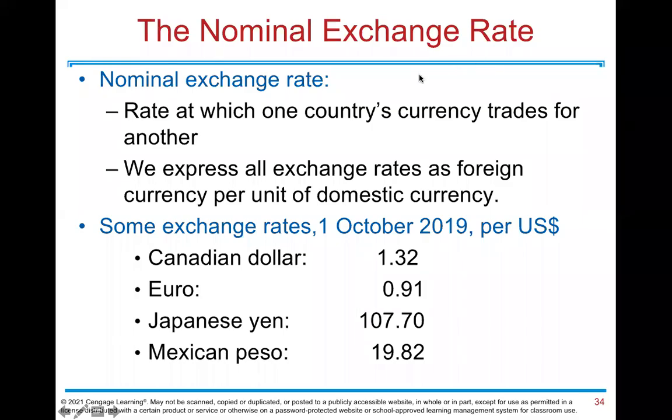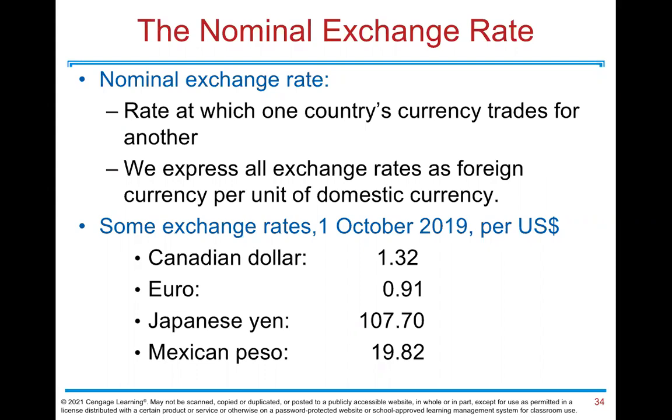Okay, welcome back everybody. We're gonna pick up where we left off in the last video. This is chapter 18, part 2. So we've been talking about trade, and we've been talking about net exports and net capital outflow. And we found out that net exports equals net capital outflow. It's an important identity in trade.